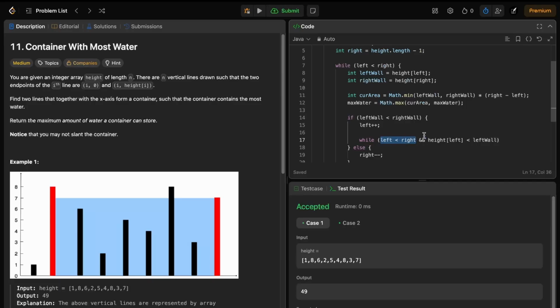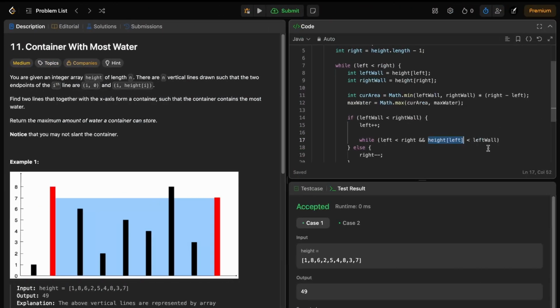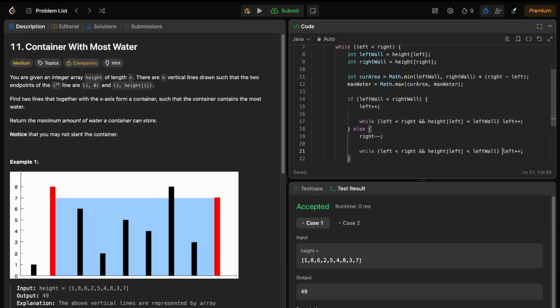And how do we do that? We are ensuring that the pointers do not fall off the input, and also the height of the current left is less than the height of the current left wall. Until this condition meets, we are going to move the left pointer. Likewise, here, we are making sure that the pointers do not fall off the right. Also, height of right is less than right wall. Here we should make right minus minus.